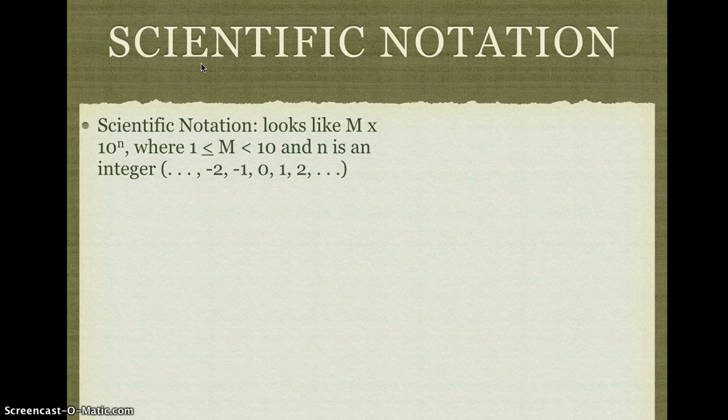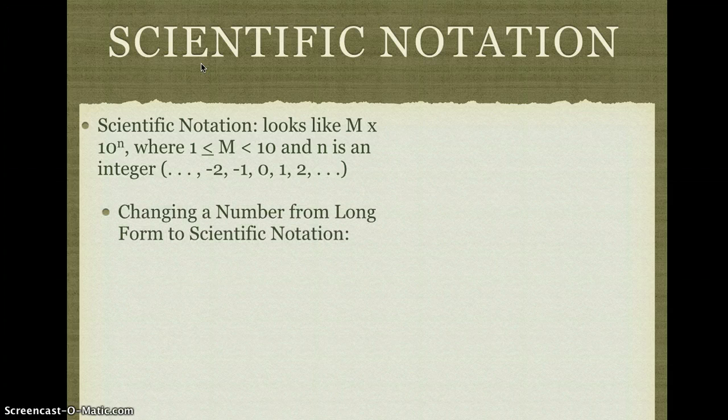Also, the n, which is the exponent, has to be an integer. It could be a negative or positive number. It could also be 0, depending on what we're dealing with. Now, if the exponent is 0, it's really no sense in putting the scientific notation there. It means that there is no shift in the decimal.